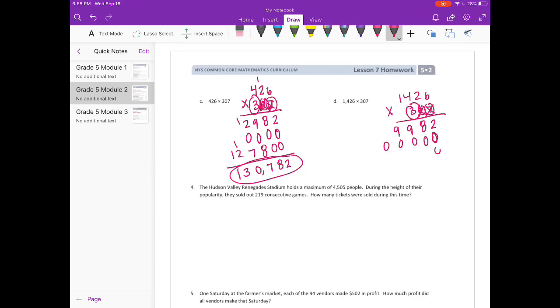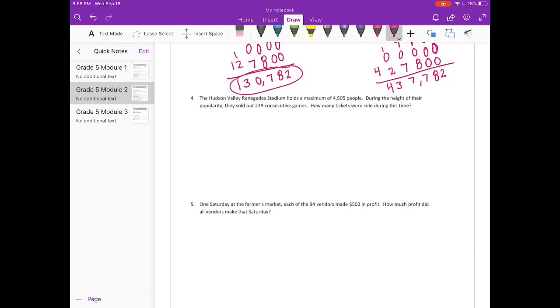On to the 3 in the hundreds place. So 3 times 6 is 18, carry the 1. 3 times 2 is 6, plus 1 is 7. 3 times 4 is 12, carry the 1. 3 times 1 is 3, plus 1 is 4. Add everything together. And we have 437,782.